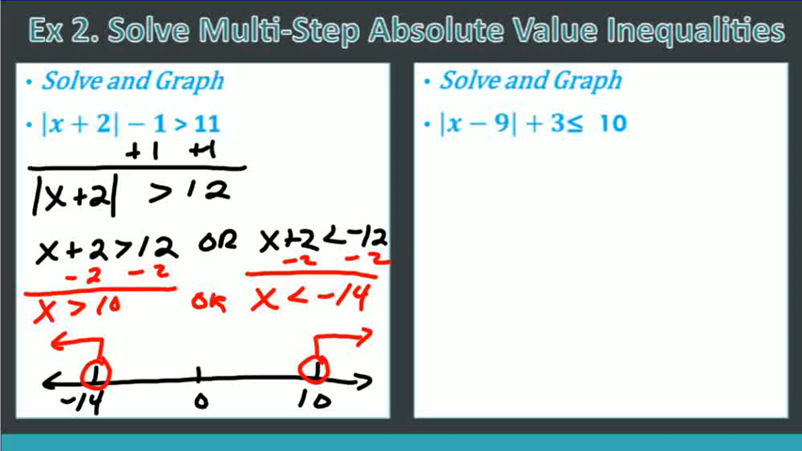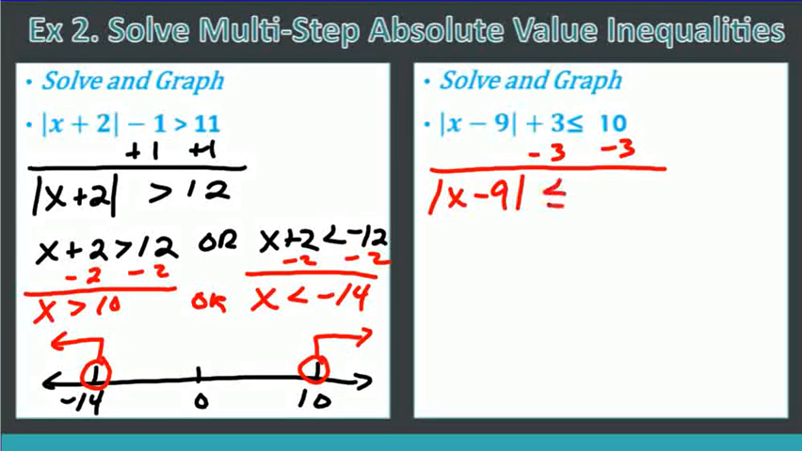The next example, absolute value of x minus 9 plus 3 is less than or equal to 10. Again, I have to get the absolute value by itself, so I'm going to subtract 3 on both sides. When I do that, I have the absolute value of x minus 9 is less than or equal to 7. And because I have a less than symbol in there, I know it's a conjunction. So I use either the word and or the shorter version. I'm going to use the shorter version, so I'm going to have x minus 9 in the middle. It's got to be less than or equal to 7. On the other side, it's going to be greater than or equal to negative 7.